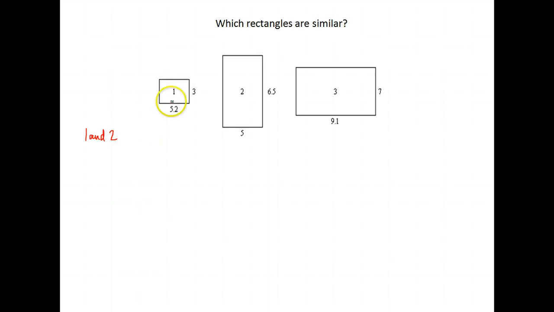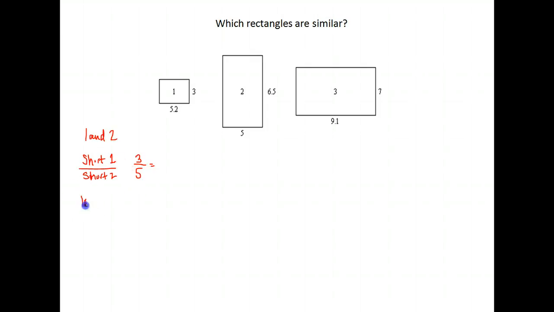rectangles 1 and 2. So what we're going to do to make sure we have the right corresponding sides is we're going to put the short side from figure 1 over the short side from figure 2. Okay, so the shorter side from rectangle 1 is length 3. The short side from rectangle 2 is 5. Notice that's shorter than the 6.5. Okay, and that's my ratio.